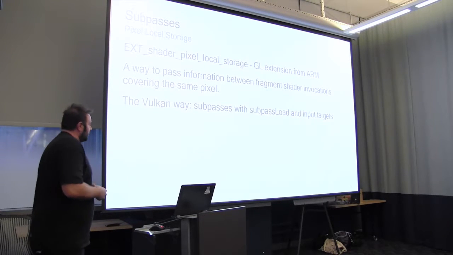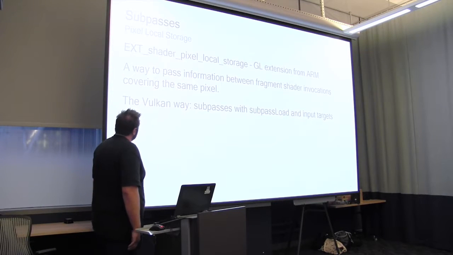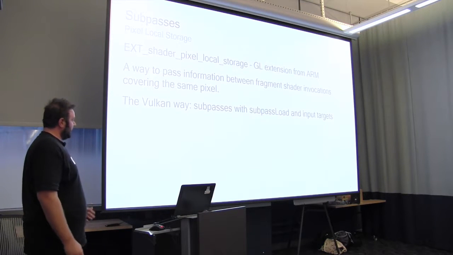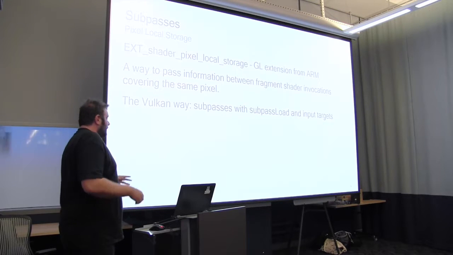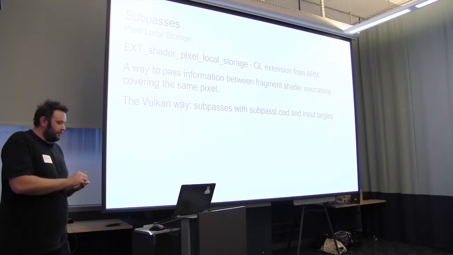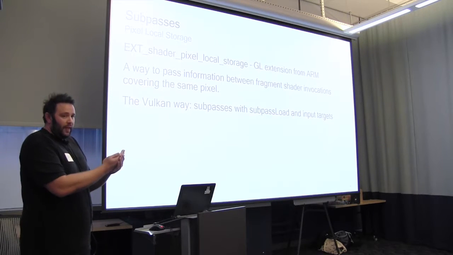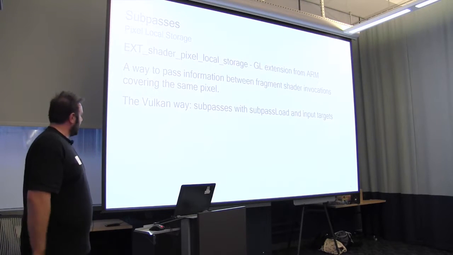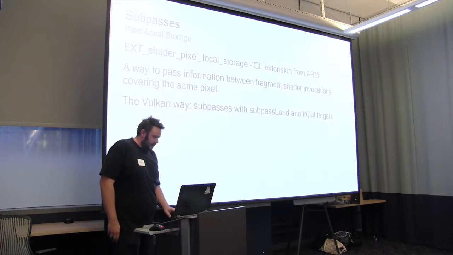The reason subpasses are useful is because it gives you the functionality that was available in GL called shader pixel local storage, which is actually an extension from ARM that they came out with a couple of years ago. Shader pixel local storage allows you to pass information from one render pass to another and then sort of apply that back on top. But it has to be the same pixel. There's sort of no way to branch out from that pixel. The Vulkan way is subpasses with subpass load and input targets.